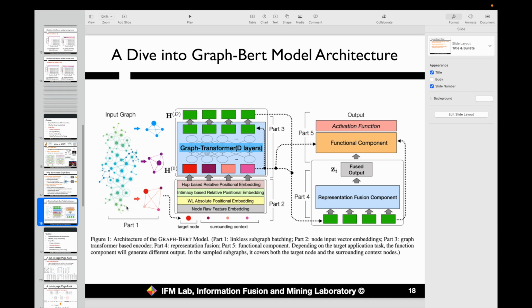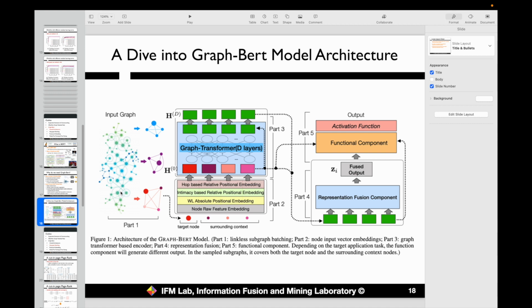We try to do some sampling of subgraphs, I mean for each node in the graph dataset. For example, if we plan to learn a certain node representation, we try to sample a subgraph surrounding this node as a target node, as this one, right? And all the learning in the following parts will rely on the subgraph instead. This graph size will be much smaller than the original input graph, right? In other words, Graph-Bert will be working based on subgraphs instead of the whole graph.